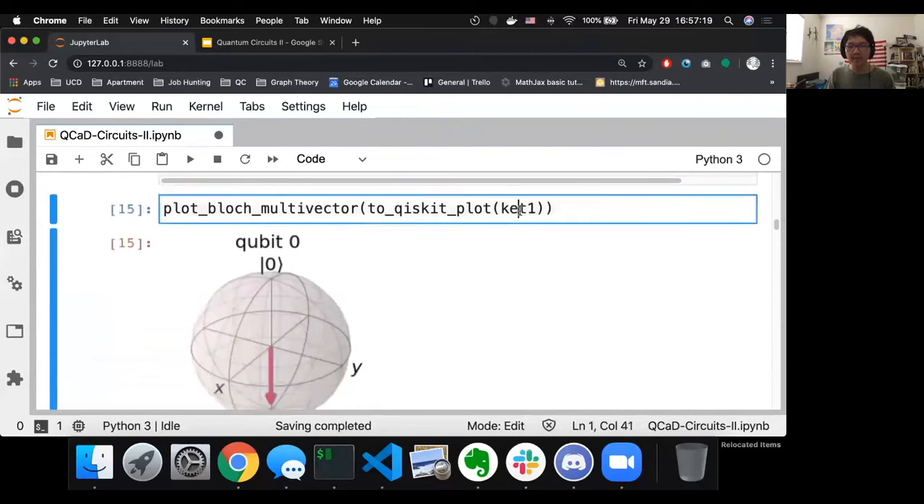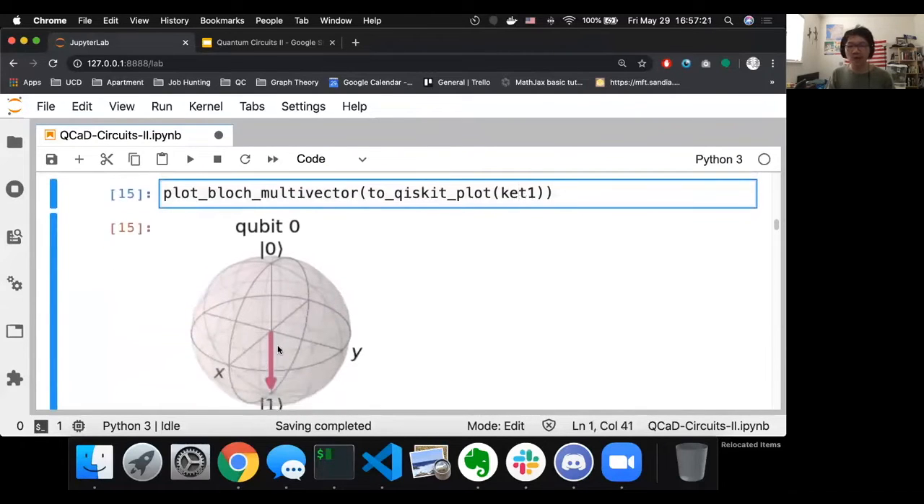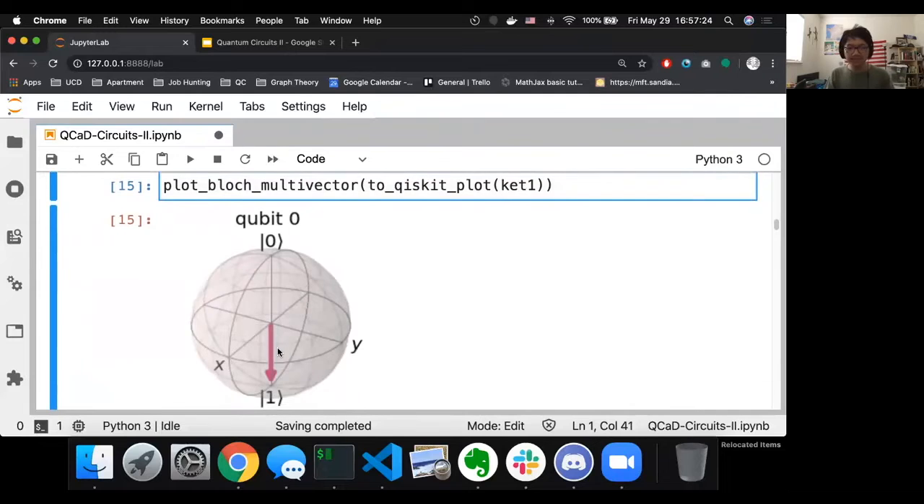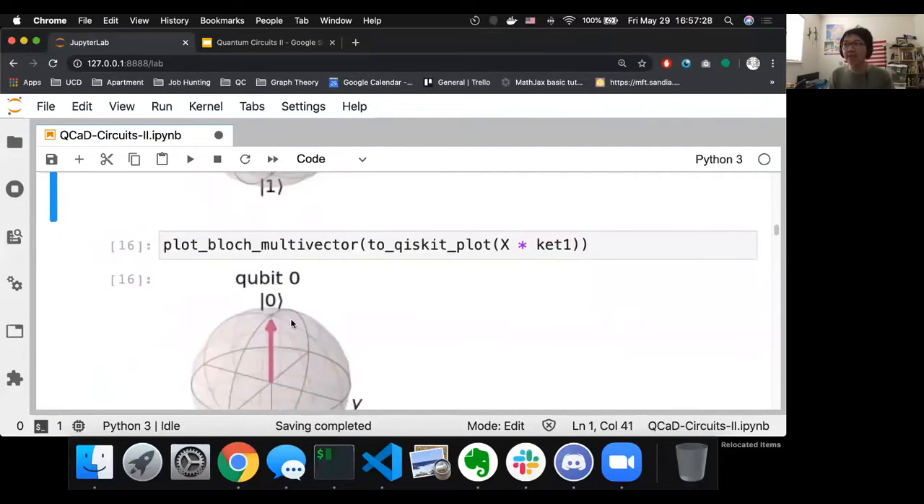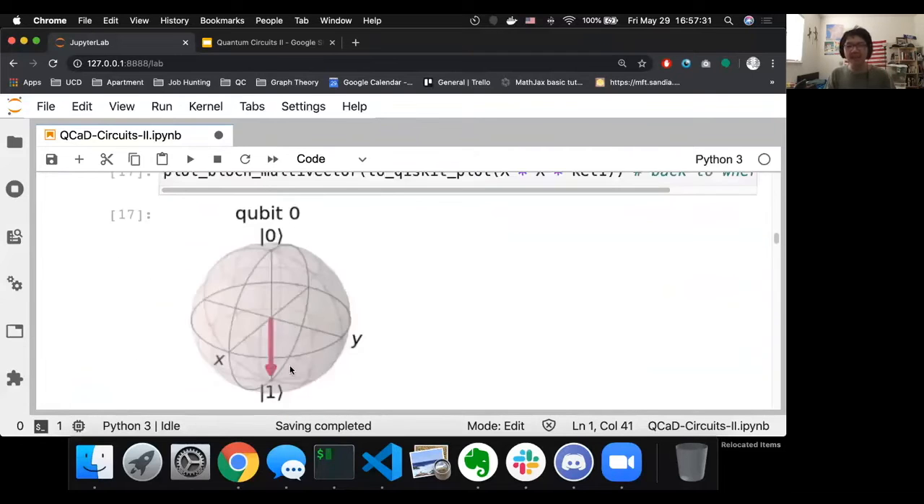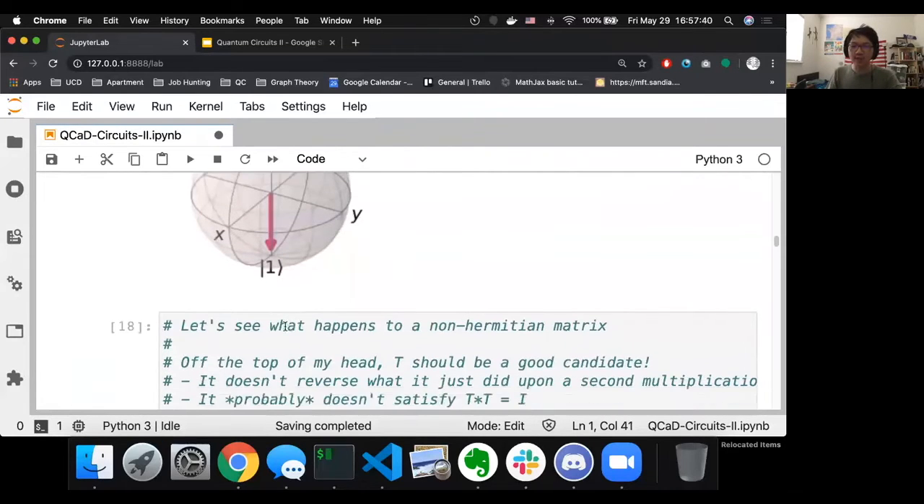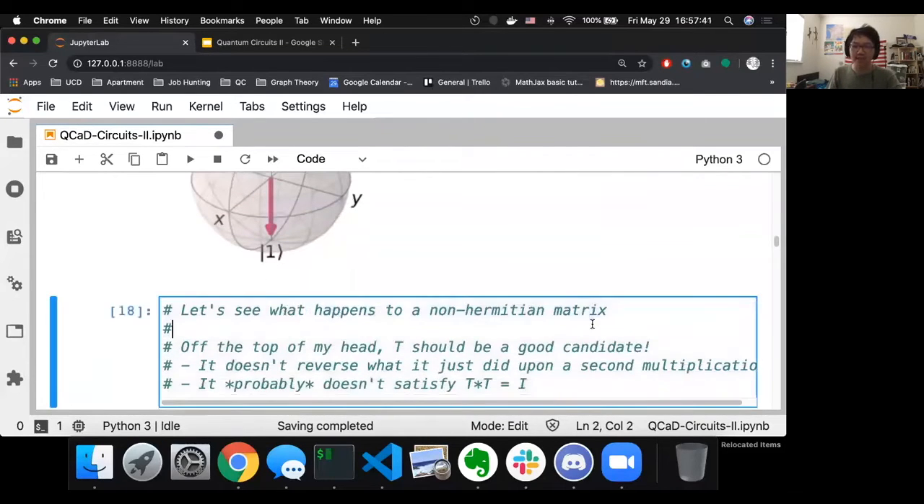So here's ket 1. So we're now in the 1 state. Our vector is pointing down. And if I apply X, okay, now I'm in ket 0. I've inverted my state. But if I apply X yet again, I've literally undone what I just did. So that's a unitary and Hermitian gate. But that's not the truth for all of them. So let's see what happens to a non-Hermitian matrix.